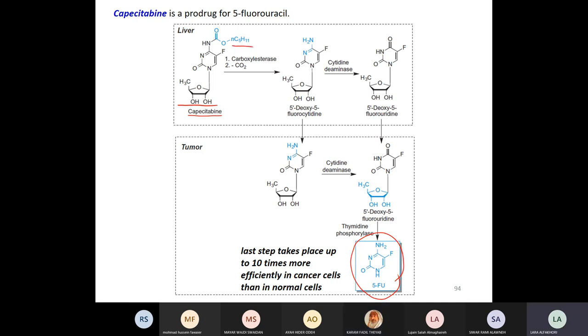That's a long aliphatic chain. What do you think they've added this for? What is the purpose of this one? To increase what? The lipophilicity. Exactly. Yes. It will become highly hydrophobic.